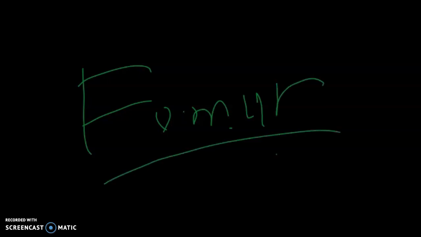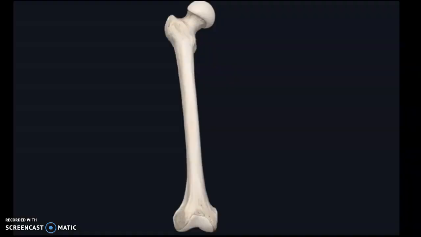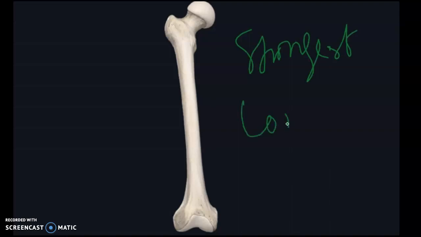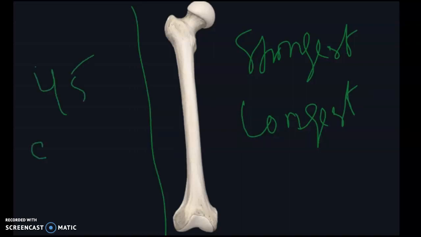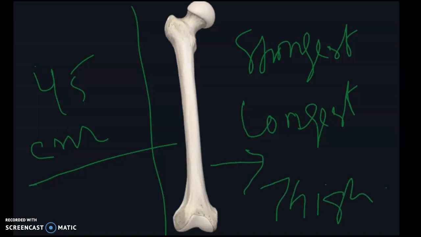Hello everyone, today we're gonna learn about the femur. So the femur is the strongest and longest bone in the body, which is 45 centimeter in length, and it's also called the thigh bone.